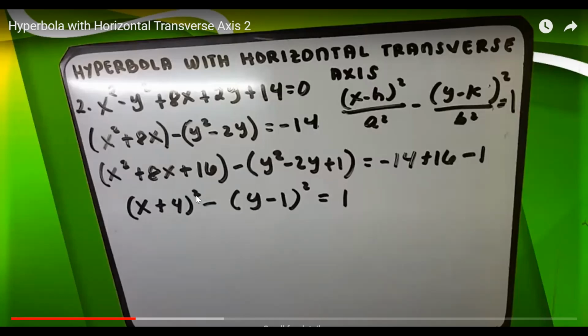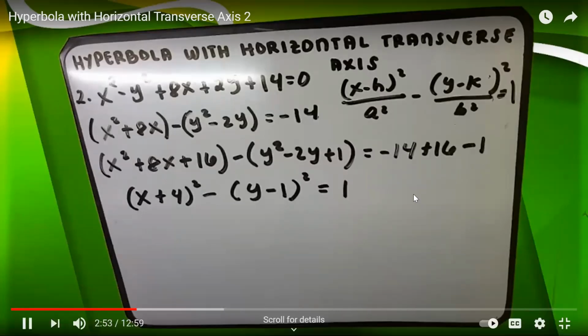And then nilabas natin si exponent 2 sa labas ng parenthesis. Same thing with the second group. So we just copy y without exponent 2. And then we divide negative 2 by 2. So laging ganun ang gagawin nyo, divide by 2. So negative 2 divided by 2, that is negative 1. So we have the second term as negative 1 or minus 1. And then we put the exponent 2 outside the parenthesis or outside the group. And then for the expression dito sa right hand side, we just simplify negative 14 plus 16 and negative 1. So that is positive 1.